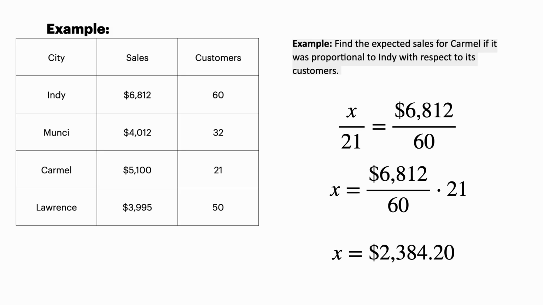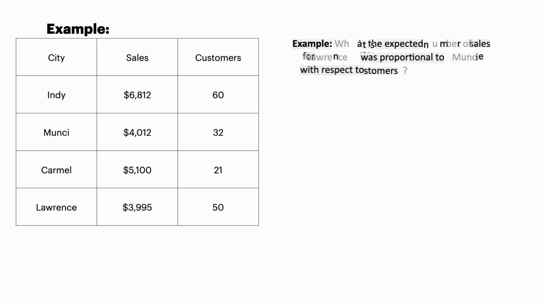If they were proportional to Indy, Carmel's sales would be $2,384.20. Now, what can we infer by that information? Well, I can say that since Carmel's actual sales figures is $5,100, and if it was proportional to Indy, it'd only be $2,300. That means that you can either say that Indy's not doing as well as it should, or Carmel's doing better than it should. But judging by the last problem, I think I can say that maybe this Indy location is a little lackluster. Okay, but that means Carmel's doing great. So good job, Carmel. All right.